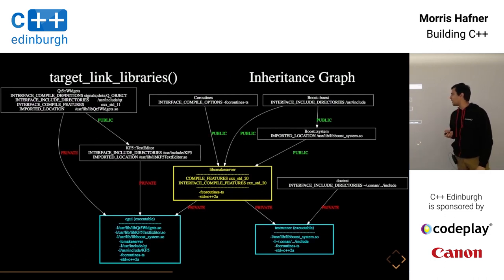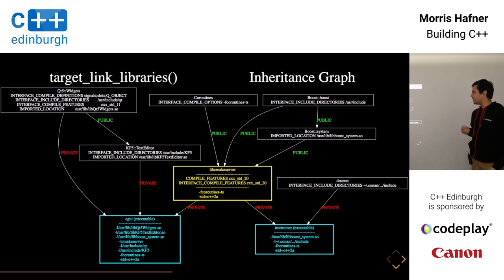So a slightly more complex example would be this one here. This is the target_link_libraries inheritance graph of a project I made. So I have this library here, libcmakeserver, which depends on Boost, which depends on coroutine support in your compiler. And then I have some unit tests where I use doctest as my unit test library. And then I have a small GUI, which depends on Qt widgets and the KDE text editor widget. And using target_link_libraries, I say that libcmakeserver publicly depends on coroutines, on Boost and Boost system. And my test runner doesn't know anything about coroutines, Boost or Boost system. It only knows that it needs to depend on libcmakeserver. So it privately depends on libcmakeserver.